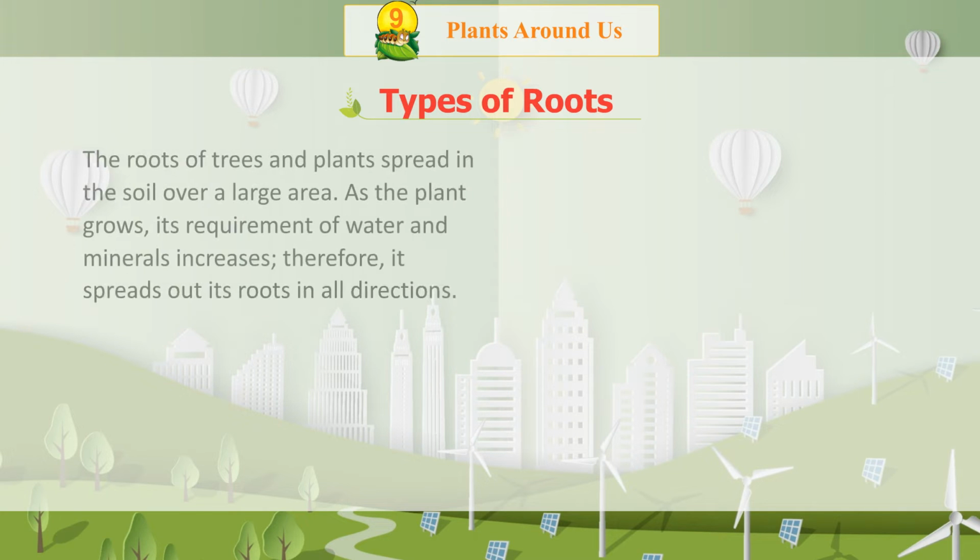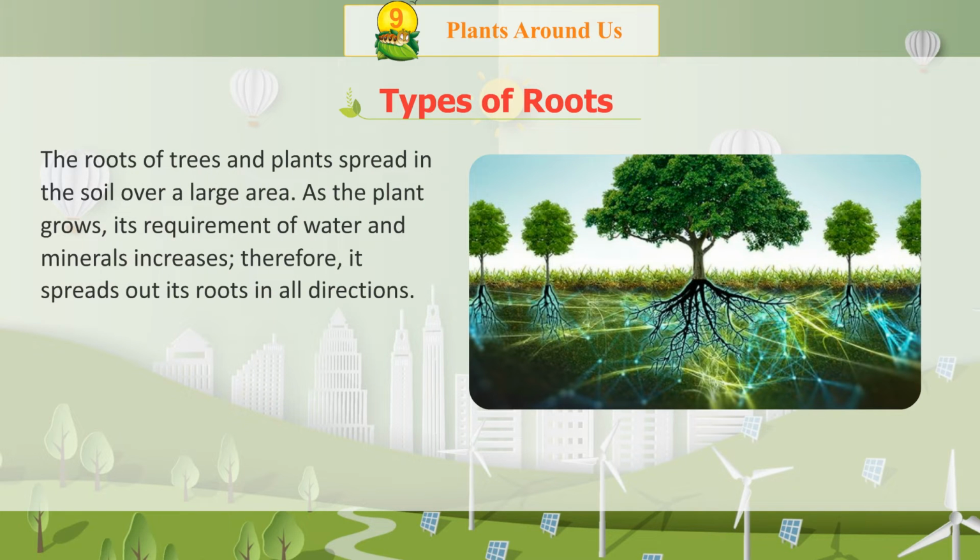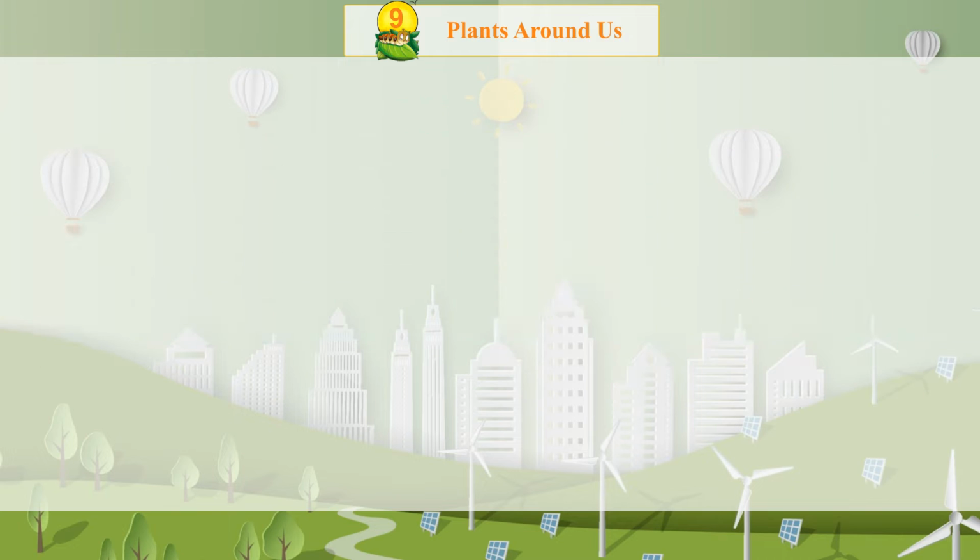Types of roots. The roots of trees and plants spread in the soil over a large area. As the plant grows, its requirement of water and minerals increases. Therefore, it spreads out its root in all directions. Roots are of two types: taproot and fibrous root.